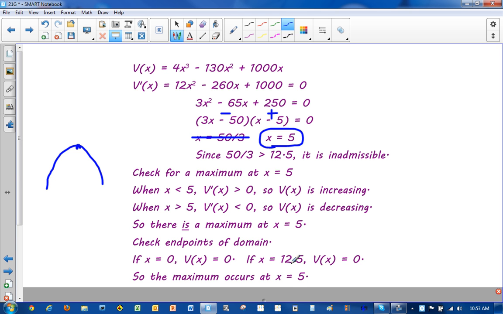And to get the actual volume, which I won't do, I would plug that back into the original function and figure out what the volume was. And that is an example of how to do an optimization problem.